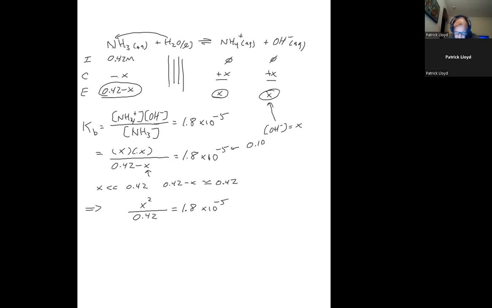Okay, so let's rearrange it. I'm going to multiply both sides by 0.42. Okay, x is going to be the square root of that, right? You just take the square root of both sides.